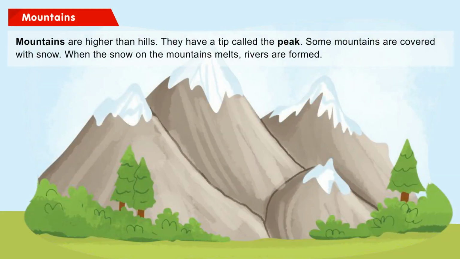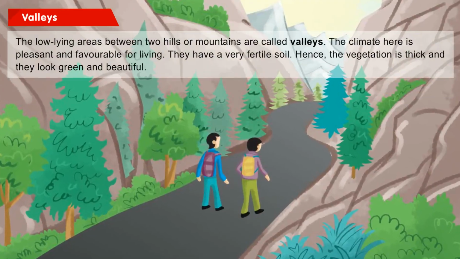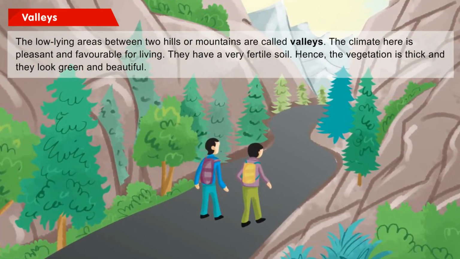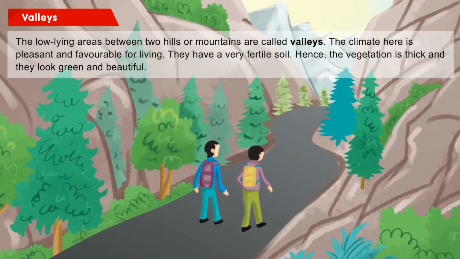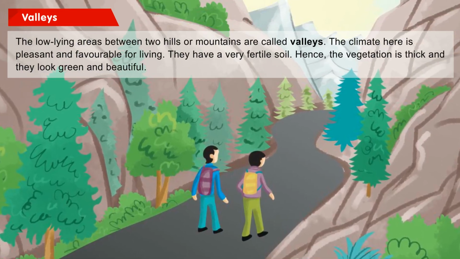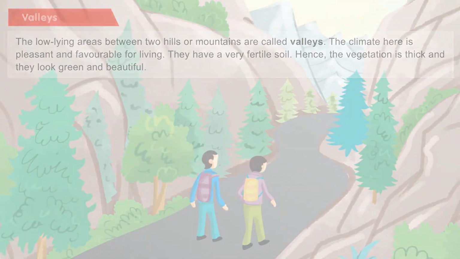Mountains. Mountains are higher than hills. They have a tip called the peak. Some mountains are covered with snow. When the snow on the mountains melts, rivers are formed. Valleys. The low-lying areas between two hills or mountains are called valleys. The climate here is pleasant and favorable for living. They have a very fertile soil. Hence, the vegetation is thick and they look green and beautiful.